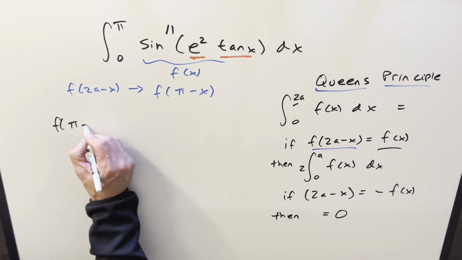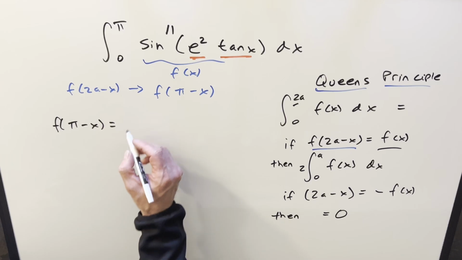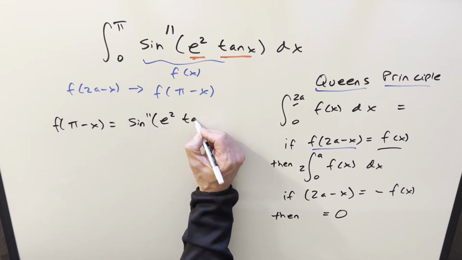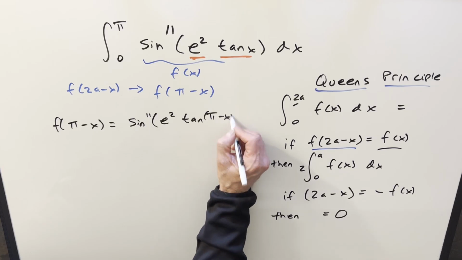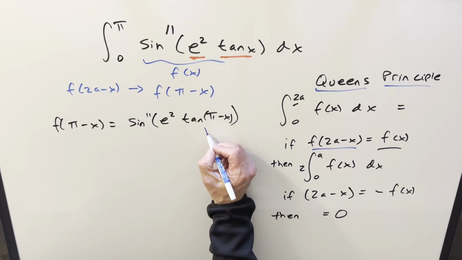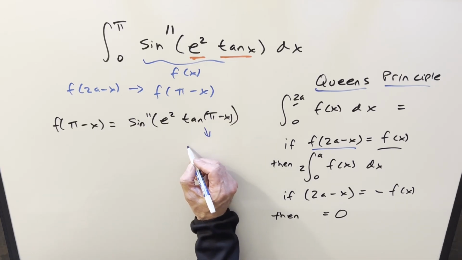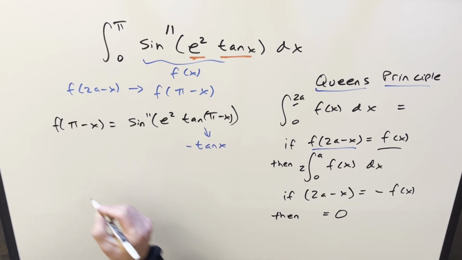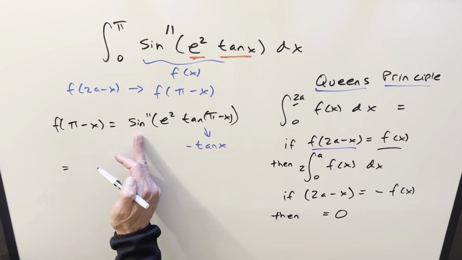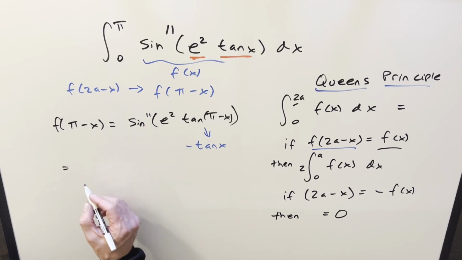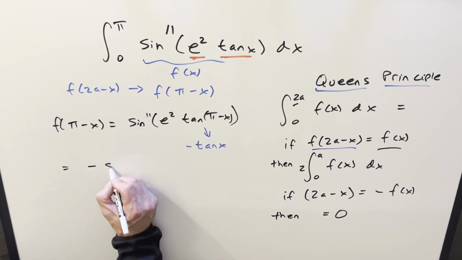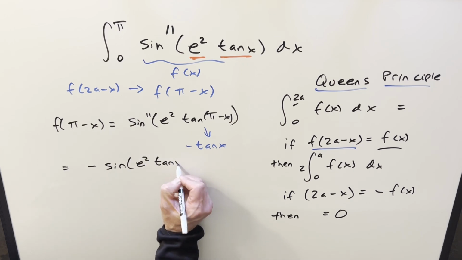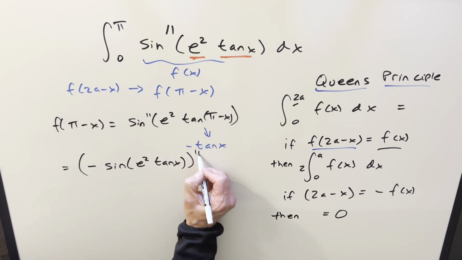So we want to find f of pi minus x, plug in, we have sine to the 11th, e squared tan of pi minus x. But the supplementary angle formula on tangent, tan of pi minus x, is going to be just minus tan of x. But then because sine is an odd function, and let's just be careful about the 11th power, I can bring the minus sign in front of the sine. We can write it as minus sine e squared tan x, all to the 11th.